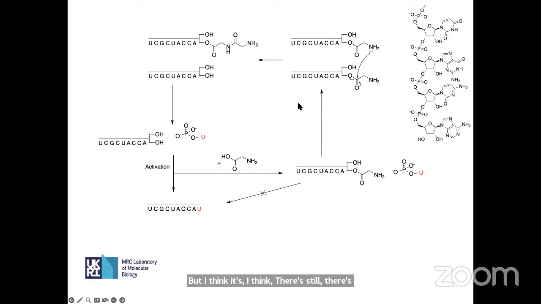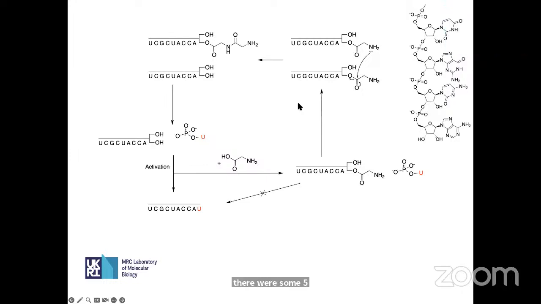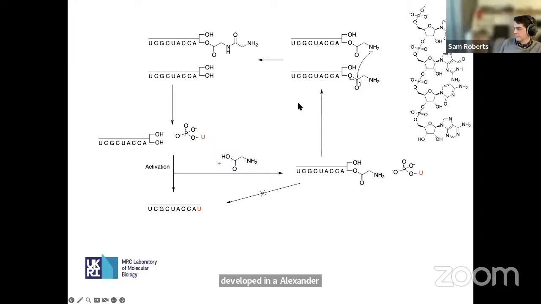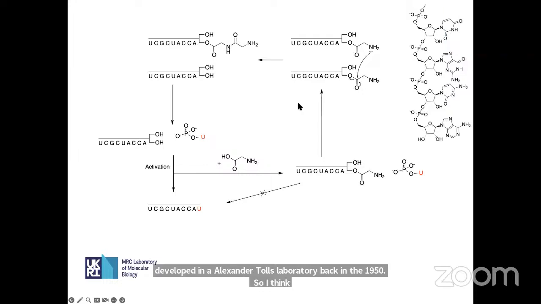The majority were in the naturally occurring 5' to 3' direction. There were some 5' to 2'. There were indeed. They were identified using traditional methods that were used to determine the structure of RNA nucleotides, developed in Alexander Todd's laboratory back in the 1950s. So I think the actual analysis is pretty spot on. I think it is. Obviously more needs to be done.